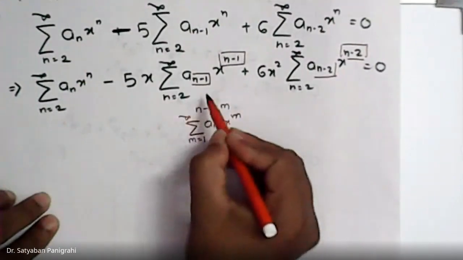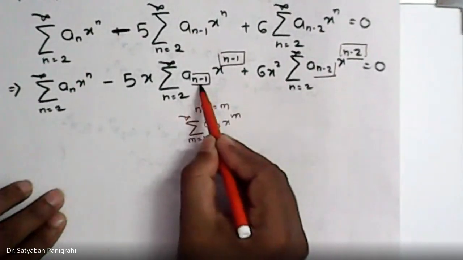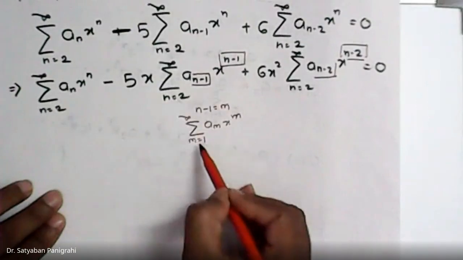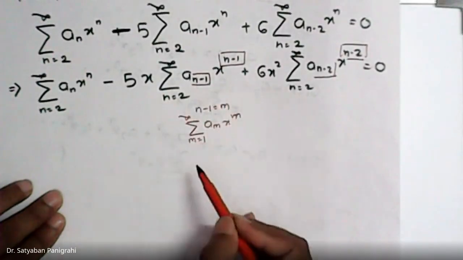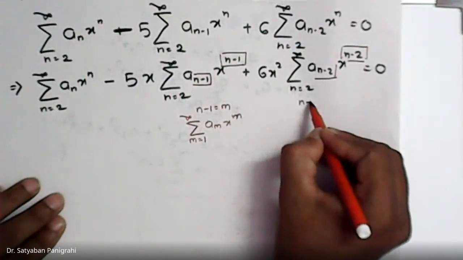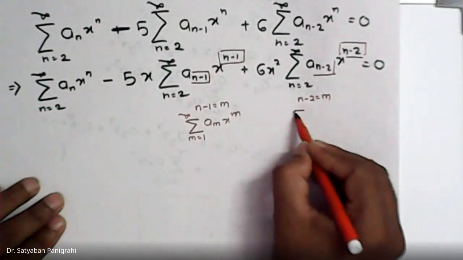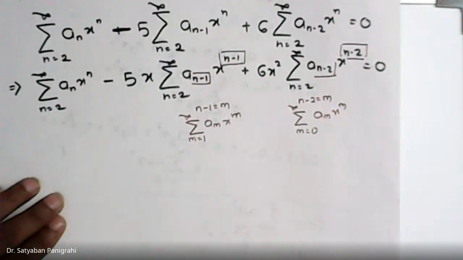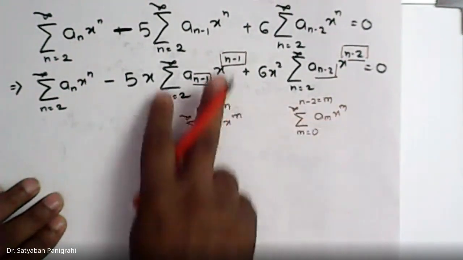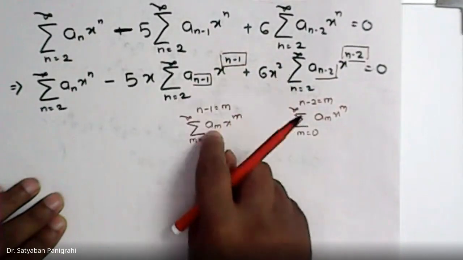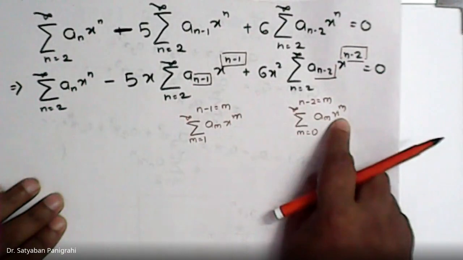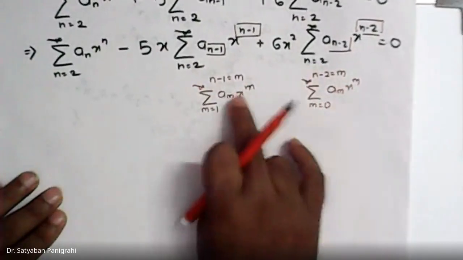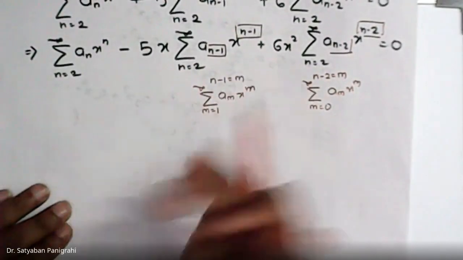Here I am doing some rough work. I want to make the index equal, so n minus 1 is taken as some variable m, then n equal to 2 to infinity gives m equal to 1 to infinity a_m x to the power m. Similarly, here if I write n minus 2 equal to some variable m, then this gives m equal to 0 to infinity a_m x to the power m. Getting it? What I'm saying? But in the power series case, we want to make the index some variable m. Now, so the summation index changes. As the summation is independent of your variable, in place of m, now you can write n.